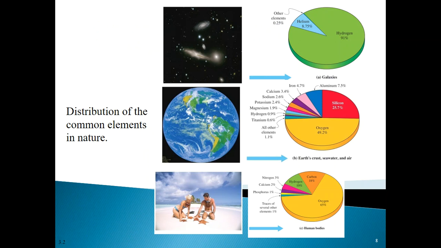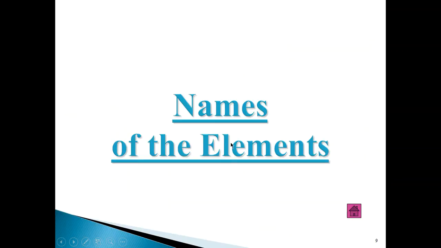So this is just showing you, using a pie chart in each case, the relative abundances of the different elements in the universe or in galaxies, on Earth, on the Earth's crust, in seawater and air. And here you see the pie chart for human bodies. And as stated earlier, oxygen is the most abundant element in both the human body and in the Earth's crust. But in the universe, the most abundant element is hydrogen. All right? So that gives you an idea as to how much of each element is present in these different areas, in these different regions.